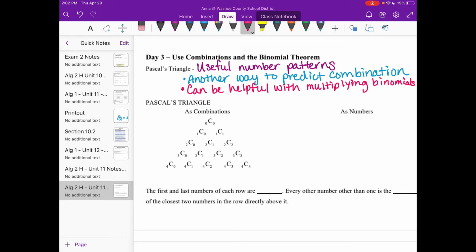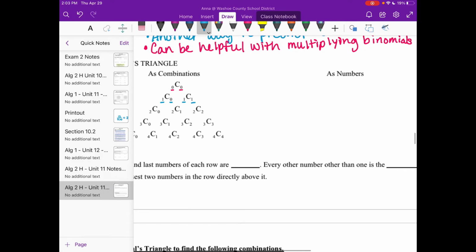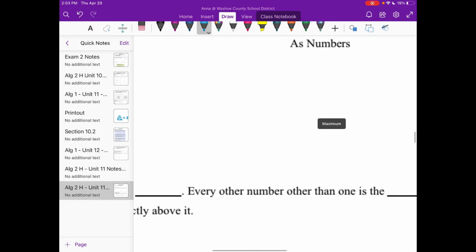Okay, so Pascal's triangle as combinations looks like right below where it says as combinations, and we've seen this notation before. This is like that, 0 choose 0, 1 choose 0, 1 choose 1. We've seen this. This is kind of how it flows in general. As numbers, though, this is going to be our biggest focus today.